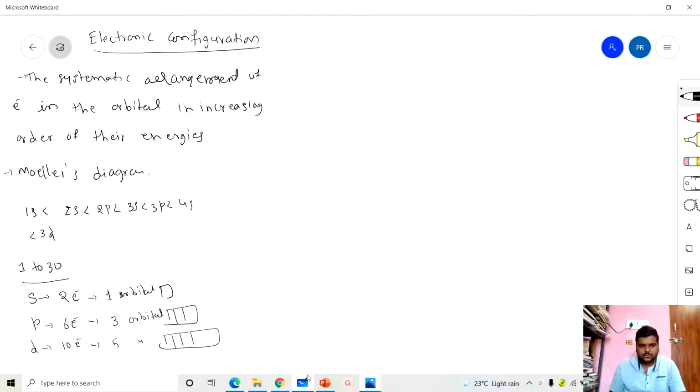1, 2, 3, 4. Next, the f subshell can accommodate a maximum of 14 electrons. So it has 7 orbitals: 1, 2, 3, 4, 5, 6. So you just have to remember this.